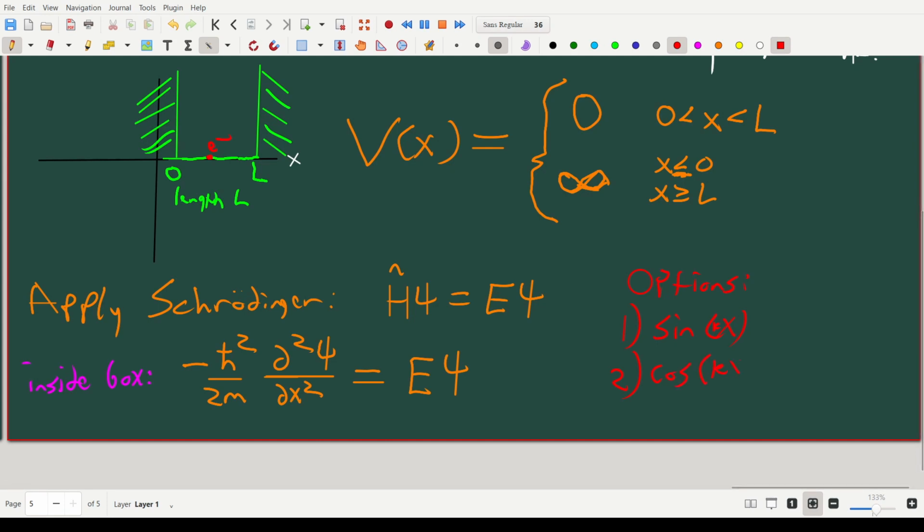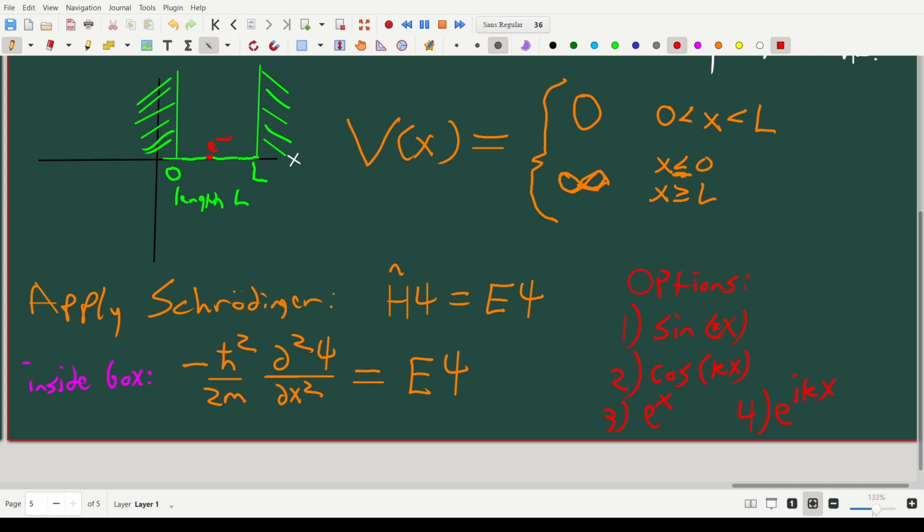Does anyone have any other ideas? E to the x. All right, so we have three options. There's one more. I'm just going to write it, and we're not going to worry about it, but e to the ikx is also a function. But remember, e to the ix is just sine and cosine with an imaginary number. So this is still sines and cosines. So we have a choice here: sine kx, cosine kx, and e to the x.